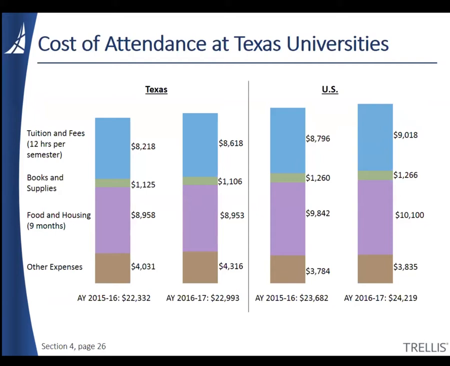The average cost of attendance for 2 semesters at a Texas university was $22,993 in the 2016-17 school year. The cost of attendance is the starting point for determining financial aid. The student's expected family contribution is an amount that a federal formula determines a family is able to contribute based on their income and family size and the number of children in college. This expected contribution is subtracted from the cost of attendance to calculate the student's financial need.